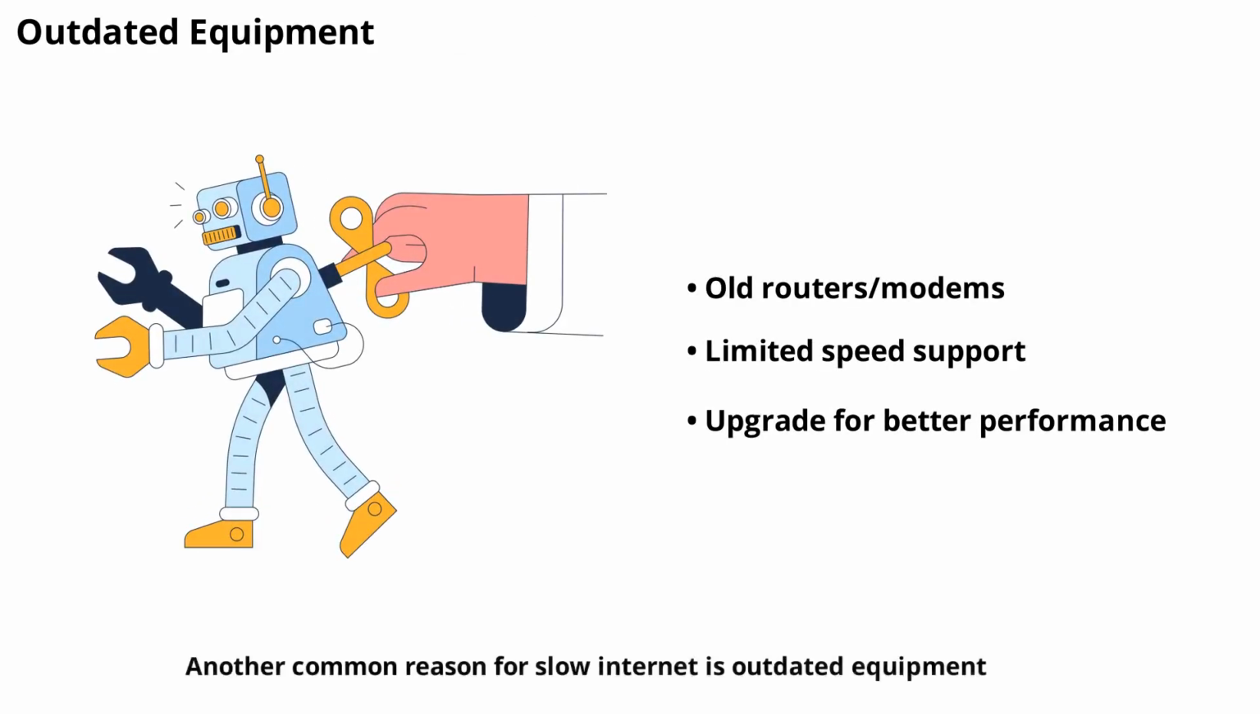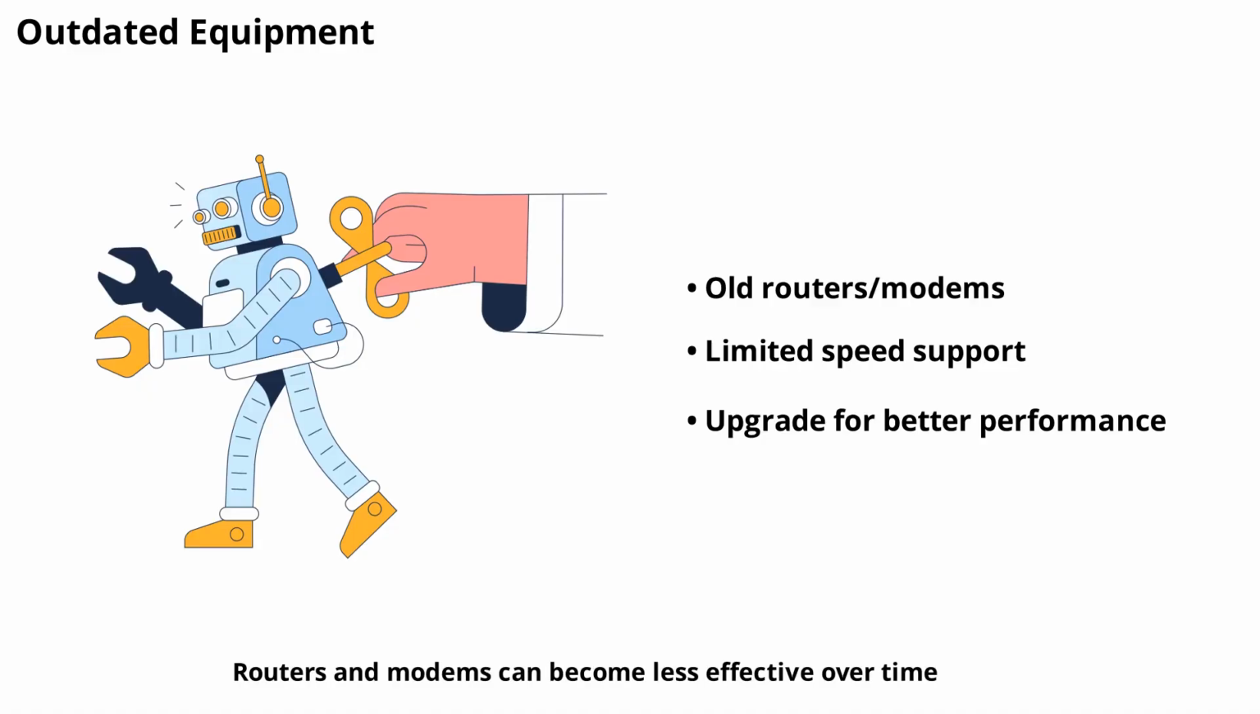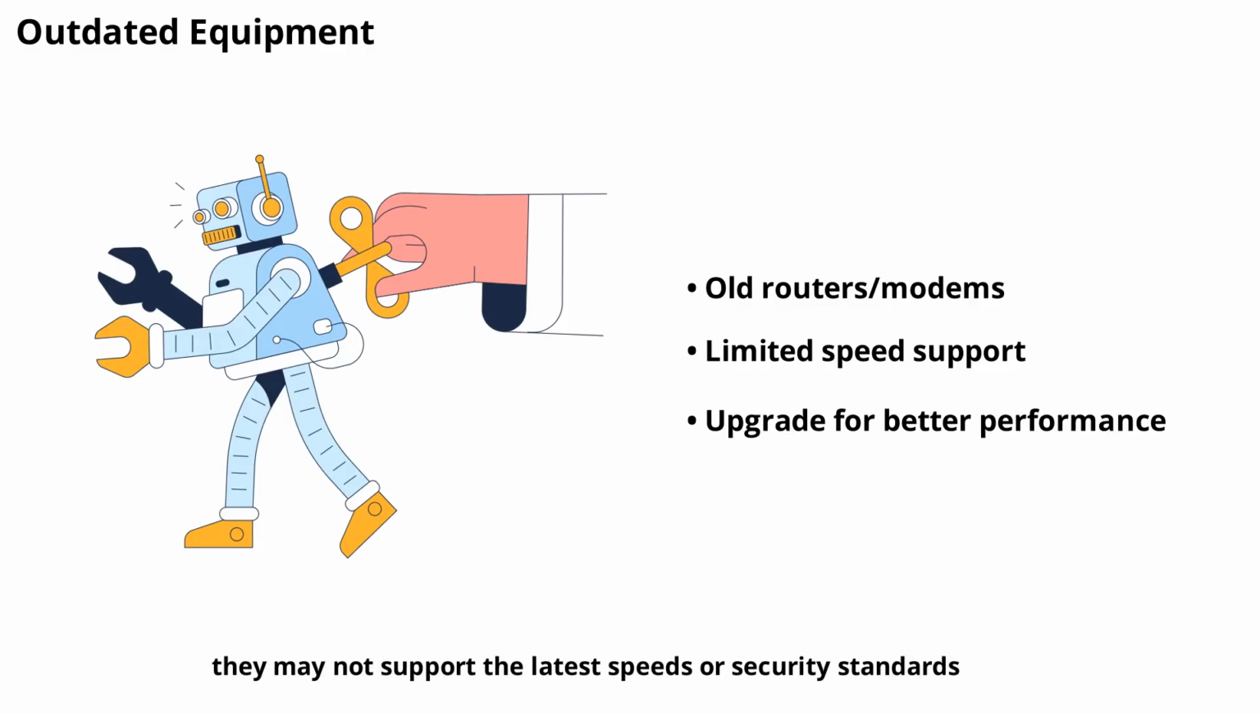Another common reason for slow internet is outdated equipment. Routers and modems can become less effective over time, especially as technology advances. If your devices are several years old, they may not support the latest speeds or security standards. Upgrading to a newer model can often make a noticeable difference in your internet performance.